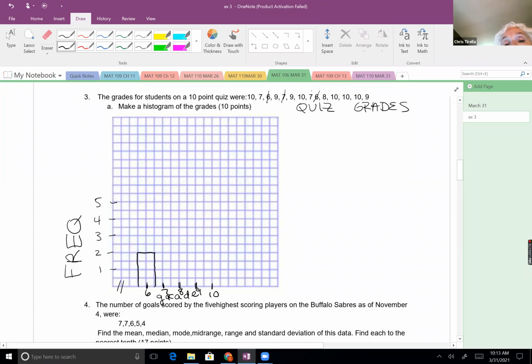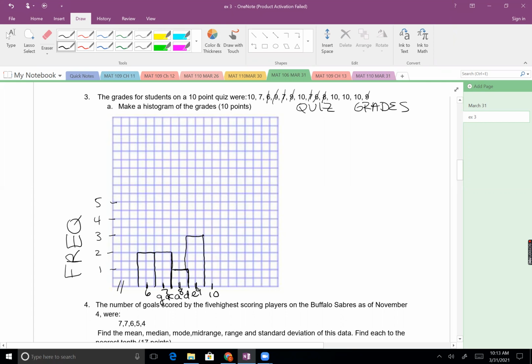Next, there are 7s, and I think there are 2 7s. So there we'll have another bar of height 2. Then there's only 1 8, so above the 8, we'll have a bar of height 1. There are 1, 2, 3 9s, so above the 9, we'll have a bar of height 3.